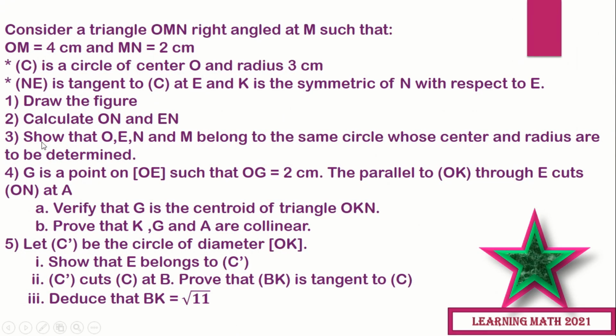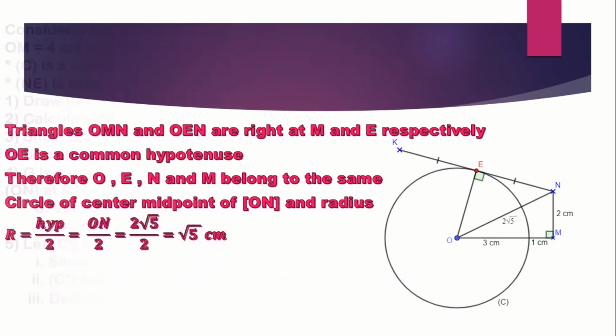Now let's start with part 3. Show that O, E, N and M belong to the same circle whose center and radius are to be determined. This is very important. Whenever we have such a question, to prove that 4 points belong to the same circle, it's enough to find two right triangles that have the same hypotenuse.